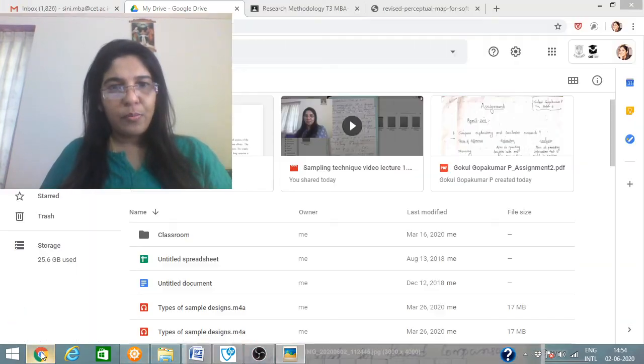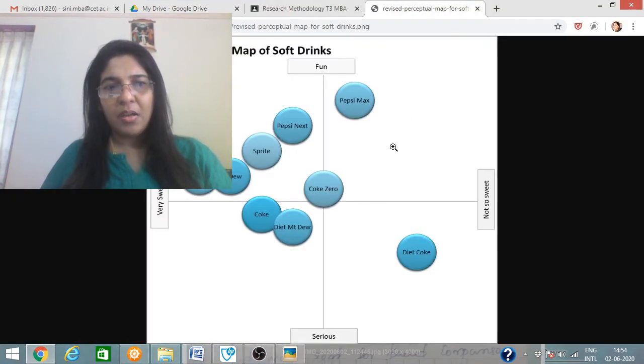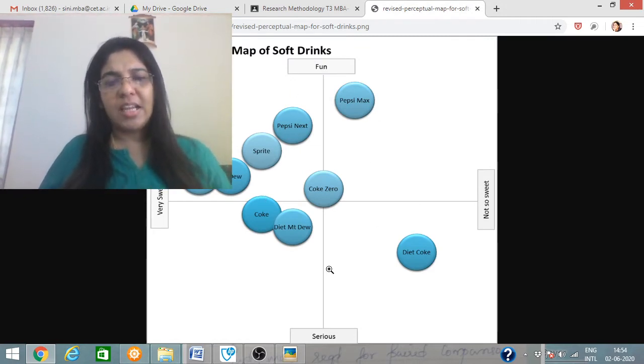And I've also taken a smaller perceptual map of soft drinks. So this is a multi-dimensional scaling where I have taken different areas, like fun is considered, very sweet, not sweet, serious type is considered, and I tried to plot the perception of different people towards different soft drinks, and I am going to place it here.